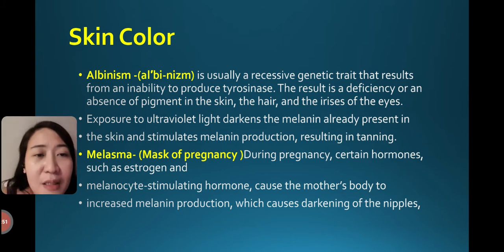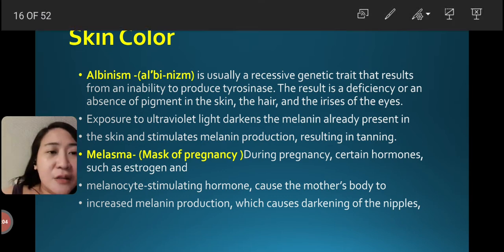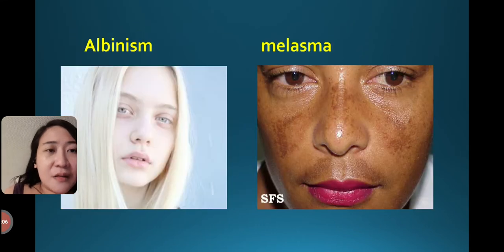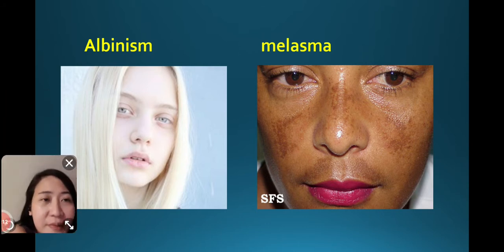So melasma or mask of pregnancy, during pregnancy, certain hormones such as estrogen and melanocyte stimulating hormone cause the mother's body to increase melanin production, which causes darkening of the nipples. So yun, melasma. So this is an example of albinism and a woman with melasma.